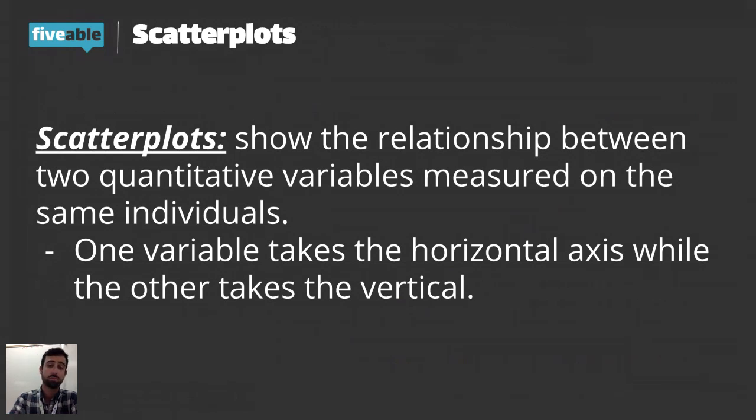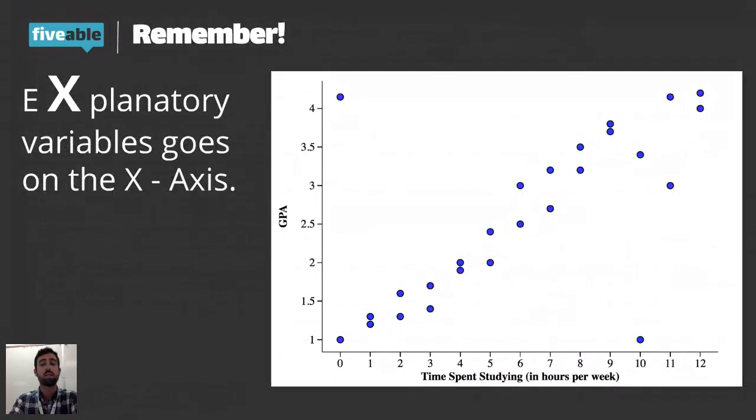So in our last example, each one of those dots is an individual, and it has two quantitative variables associated with that individual. For example, this person right down here studies 10 hours a week. That's one quantitative variable about this person. The other quantitative variable about this person is that they have a 1.0 GPA. Right? So clearly their studying is ineffective. They don't have Fiveable. That is one person, or one data point, with two quantitative variables attached to it. And scatterplots help us show that and make inferences about it eventually.